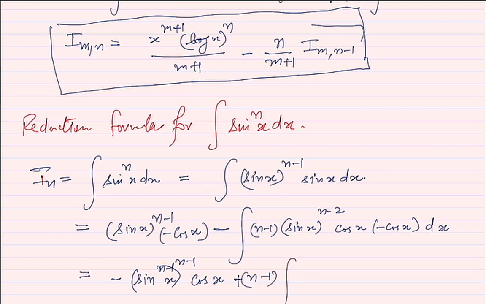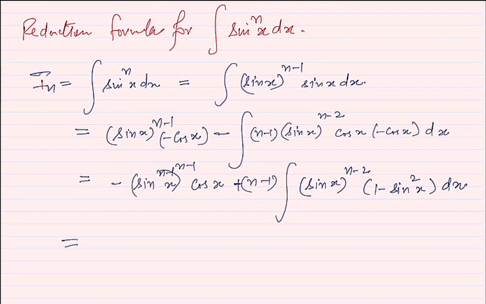Now what will you get? Sin x raised to power n minus 2 and cos square x. So I will change cos square x into 1 minus sin square x dx, okay. So what will you get? You will get minus sin x raised to power n minus 1 cos x plus n minus 1.